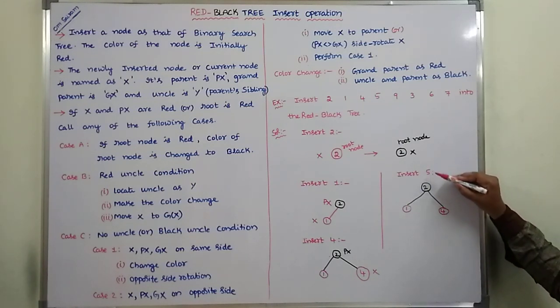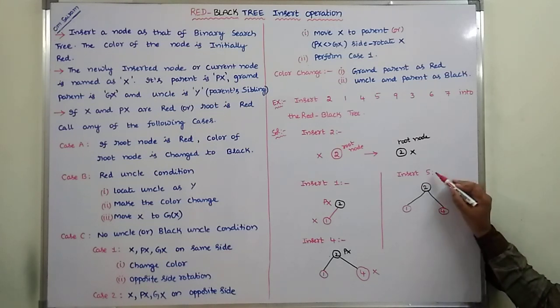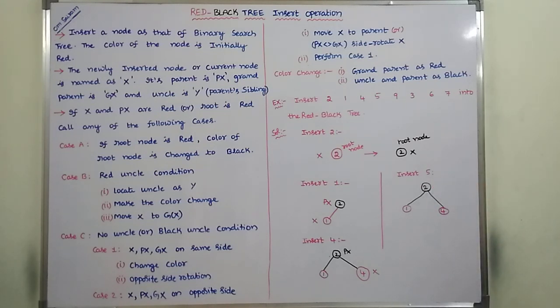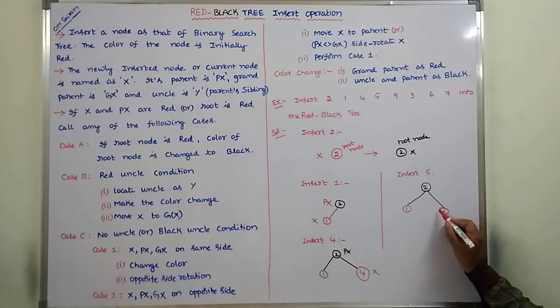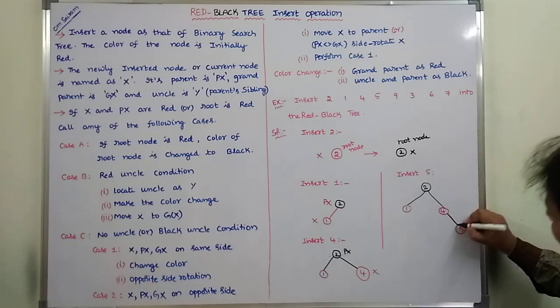Node 5 is compared with the root node. 5 is greater than 2, then go to the right side. Right hand side 4 is there, so 5 is compared with 4. It is greater than 4, so we are inserting node 5 at the right hand side of node 4. Now we are getting this one.